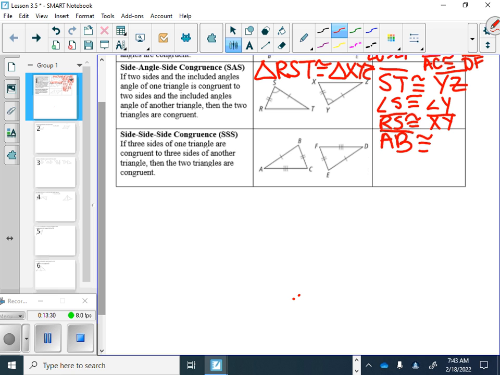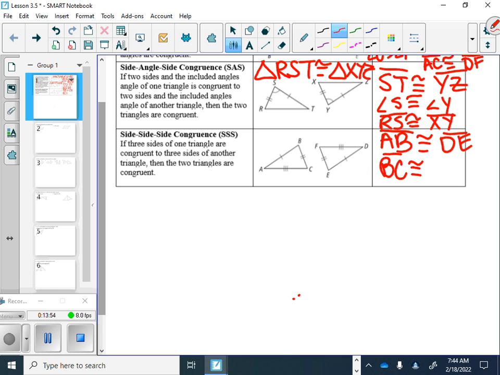DE. Notice, I don't have any angles to work with, but I started with A, and A is between that one tick mark and those three tick marks. So I need to start on the same side over here. So that would be D, and then E. Good. Okay, what about BC?